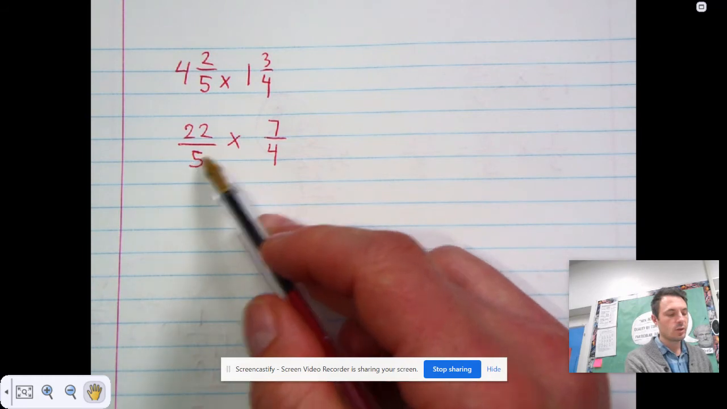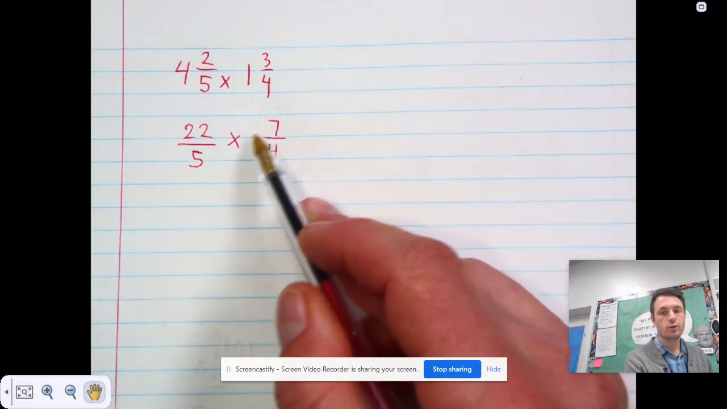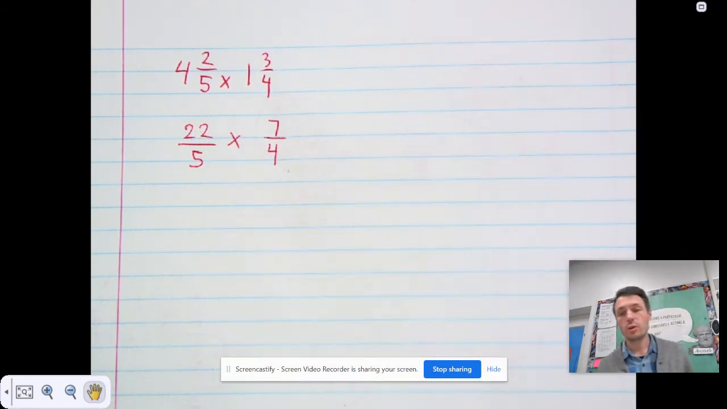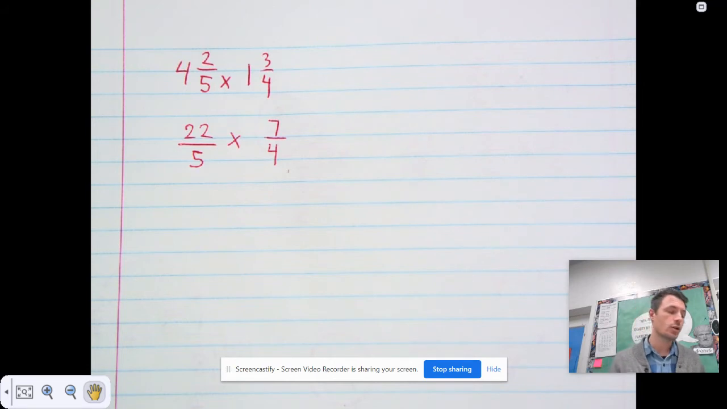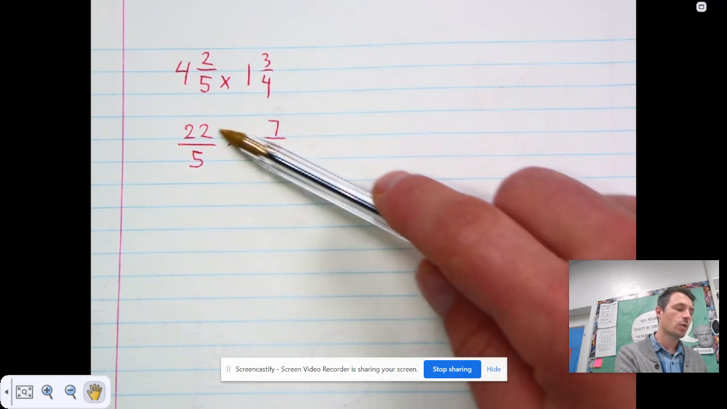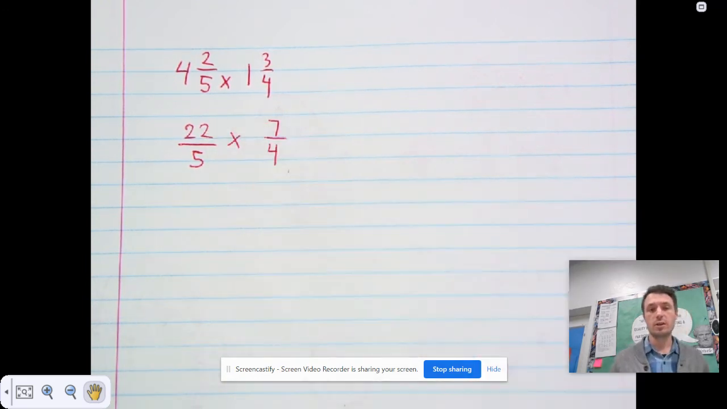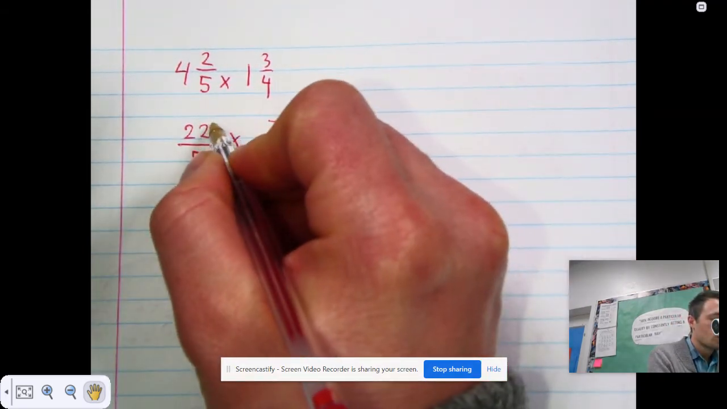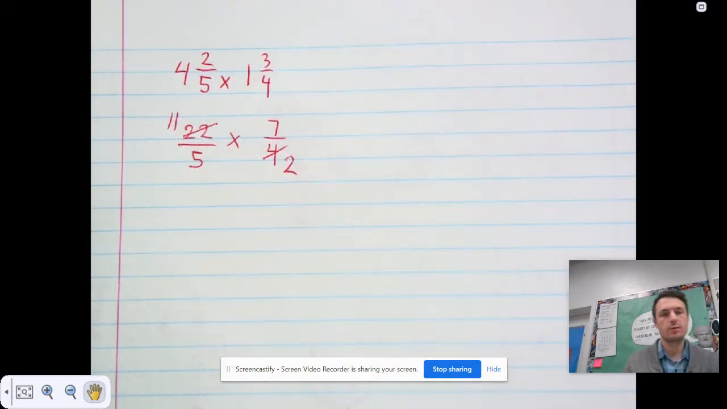We can't cross cancel with 5 and 7 since there will be no common factors greater than 1, but we can cross cancel with 4 and 22. 4 and 22 are both even numbers, so we know they at least share 2 as a common factor. Now, that's actually the greatest common factor because you can't divide 3 into 4 and 22, and you can't divide 4 evenly into 22. So 2 is the GCF. 2 can fit into 4 2 times. 2 can fit into 22 11 times.